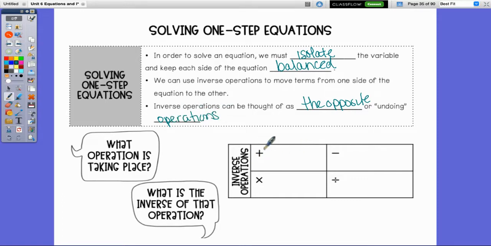So the inverse operation of addition is subtraction. The inverse operation of subtraction is addition. The inverse operation of multiplication is division. And the inverse operation of division is multiplication.